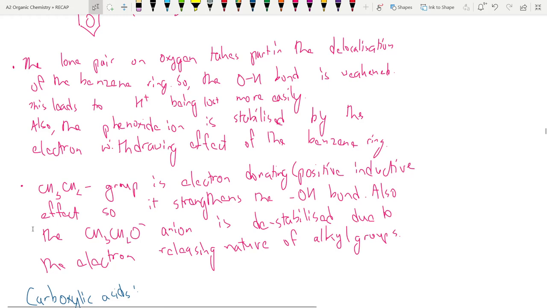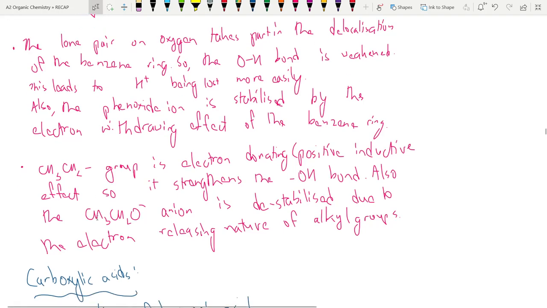Basically, the ethyl group is electron donating. It has positive inductive effect, right? So it actually strengthens the OH bond rather than weakening it. As a result, it is harder to remove the H+. Also, the CH3CH2O-, the ethoxide anion, is destabilized due to the electron releasing nature of the alkyl groups. Okay, that's why it's such a bad acid.